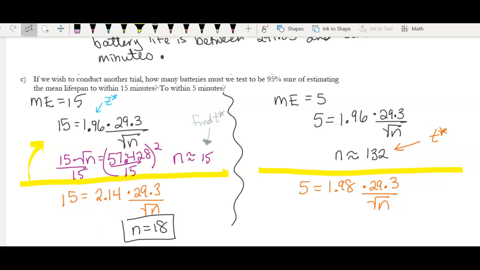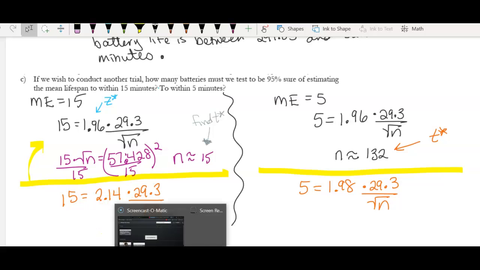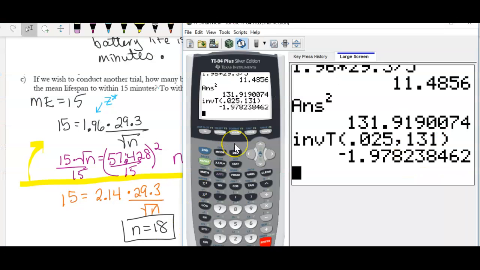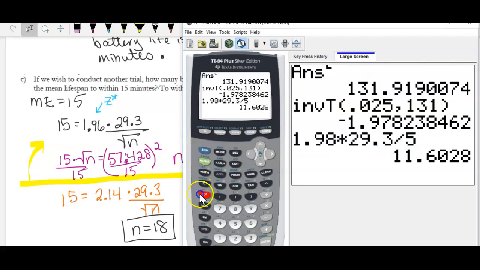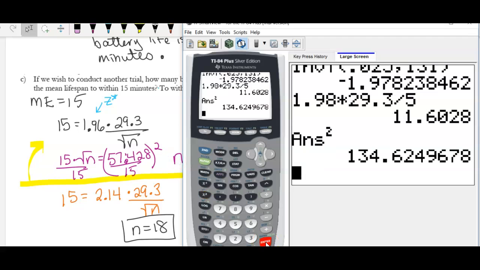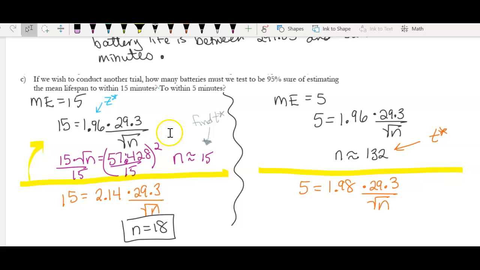Okay, and so 1.98 times 29.3 divided by 5, and then square it. And so it gets us a little bit bigger, so 135. So our n is about 135. Okay, all right, hopefully that makes sense. Pop into tutoring times if you have questions.